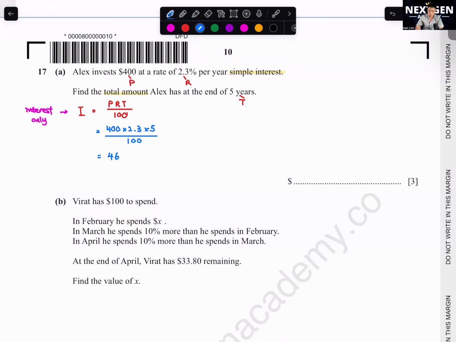But they want the total amount. So total amount normally, we use the alphabet A. Okay, but this one, if you don't write A, also doesn't matter. So A will be 400 plus 46. Okay, can you do it in one equation? Also can. Okay, no issue. So if you put it as 400 plus 400 times 2.3 times 5 over 100, also can. Okay, you'll still get the same answer. But let's say if you get one part wrong, that's why I break it down. Maybe here you get correct, here you make some accidental mistake. At least you get some marks over here.